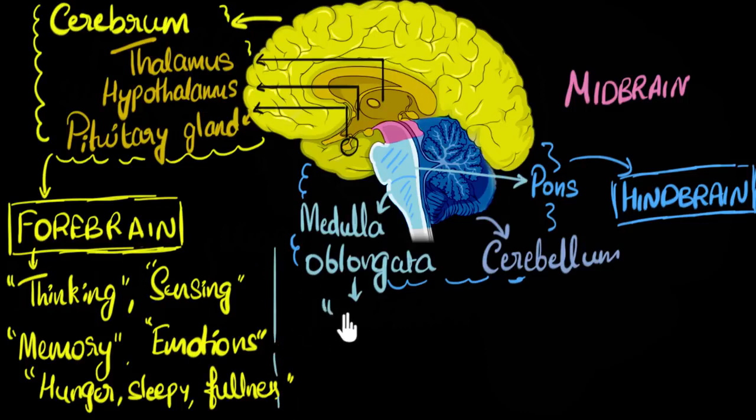Okay, so we'll say life-giving involuntary processes. That means these are the most essential for life, like your heart beating, your breathing, digestion, all of those essential things are taken care of by your medulla oblongata.